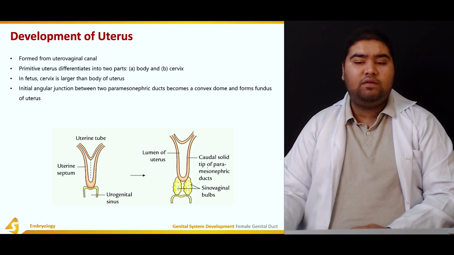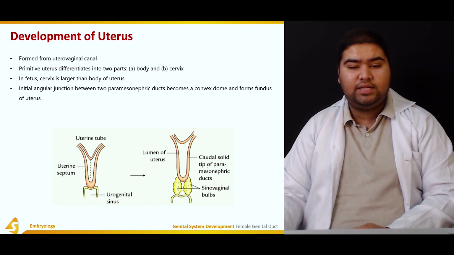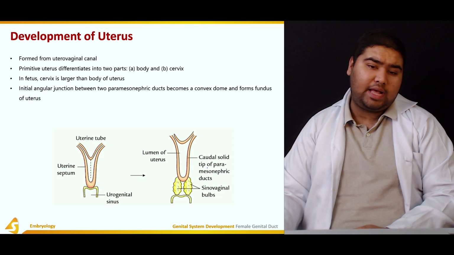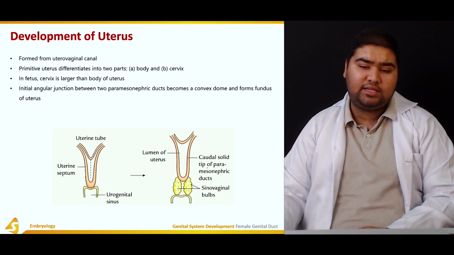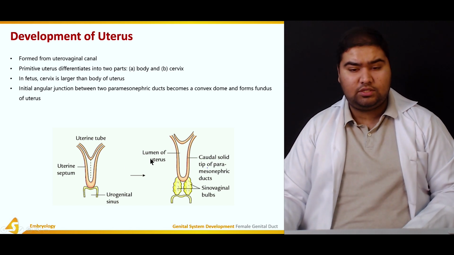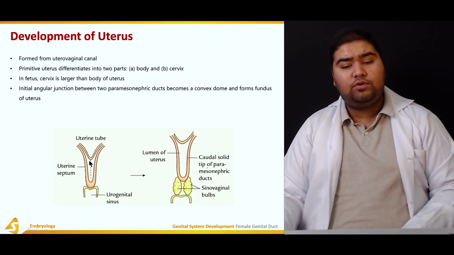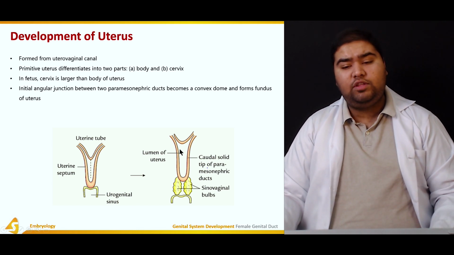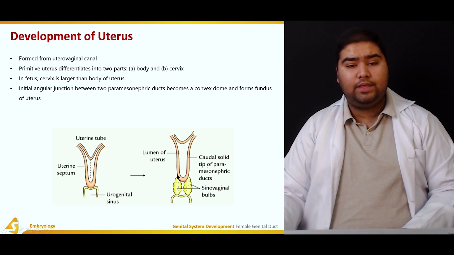It becomes a convex dome and forms the fundus of the uterus. So this structure, this angular junction, forms a convex dome and helps in the formation of the fundus of the uterus. Here in the figure you can see this was the fenestrated septum, which is actually lost to form the body of the uterus as well as the cervix.